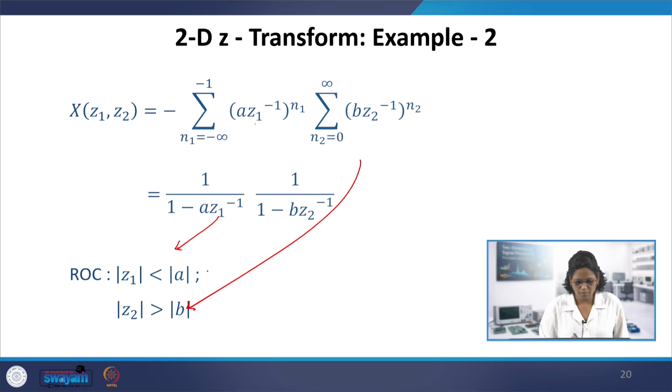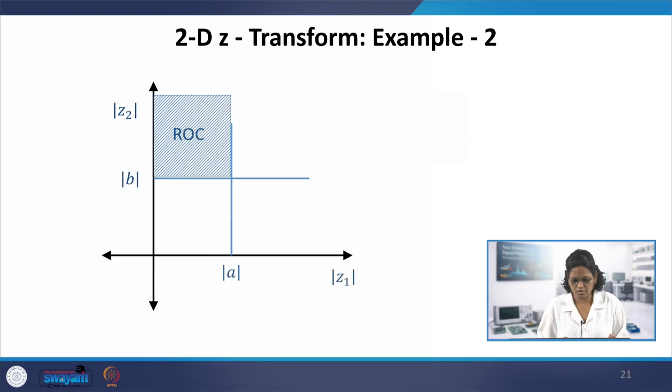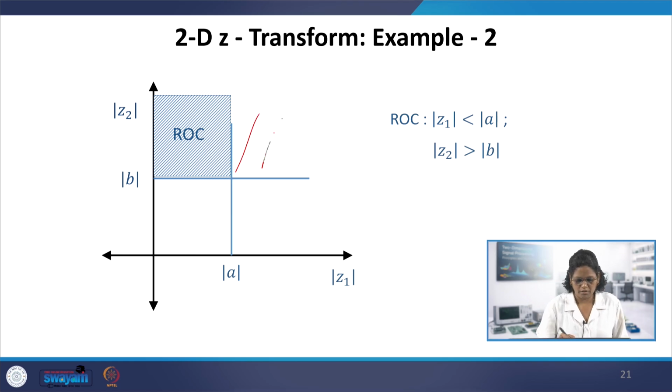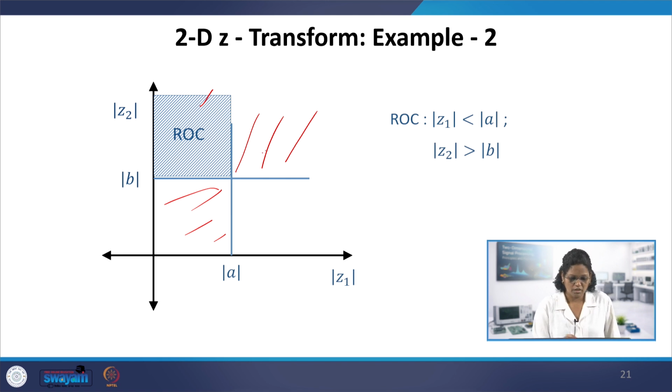And now the ROC for these two cases, if we plot, that is z1 less than a, z1 equal to a is this line, and z2 equal to b is this line. So z2 greater than b is this complete region, and z1 less than a is this complete region. So the intersection of these two regions, the ROC, is different. It is the second quadrant in the Z plane. Actually here the second quadrant sequence results in the ROC of z1 and z2 in this fashion. So the region of convergence is defined in this way.